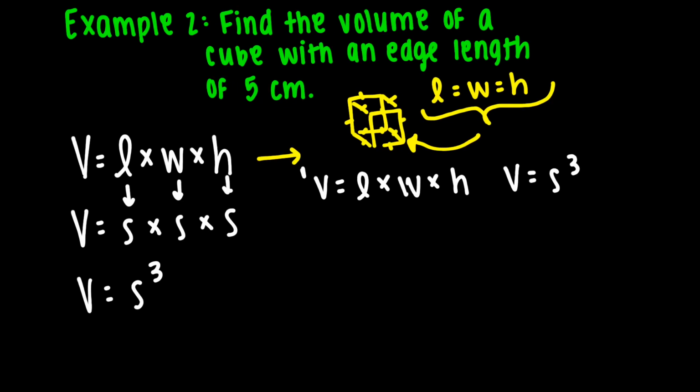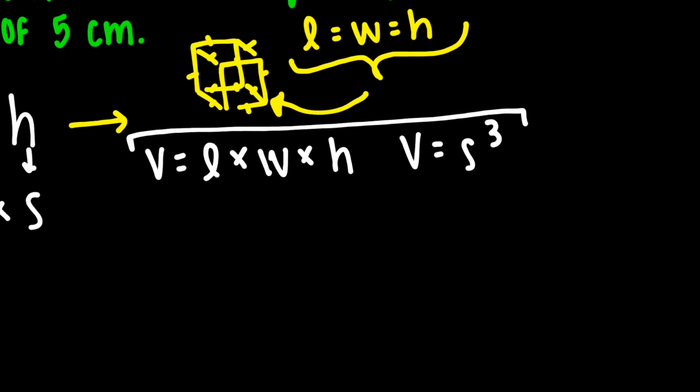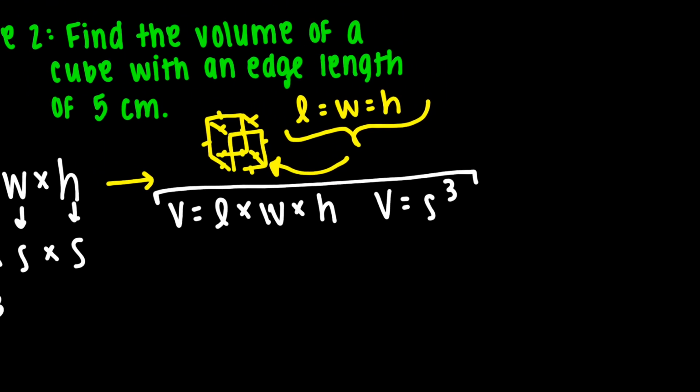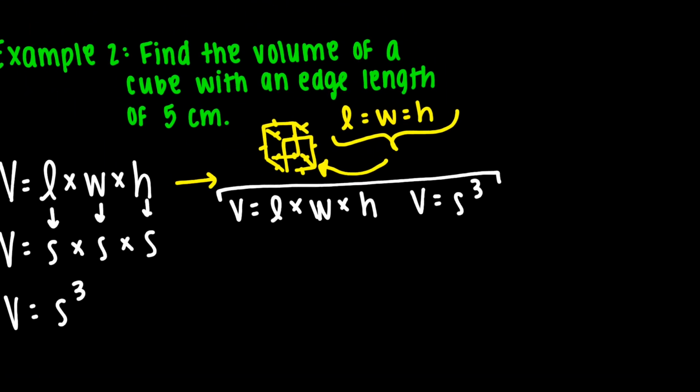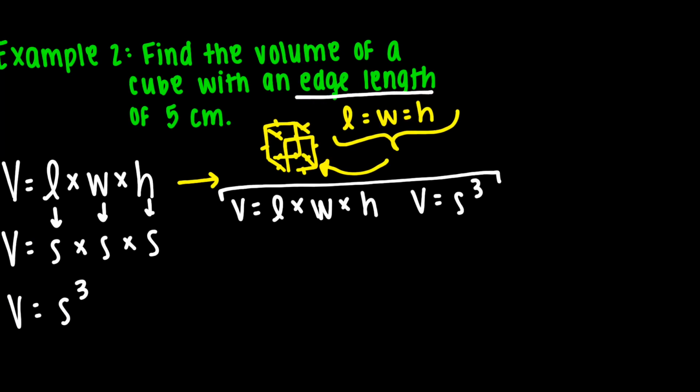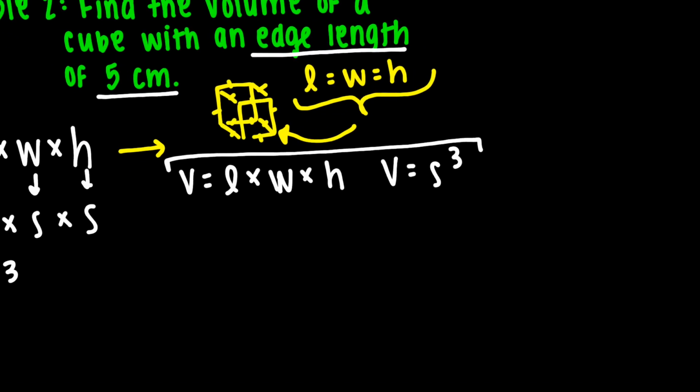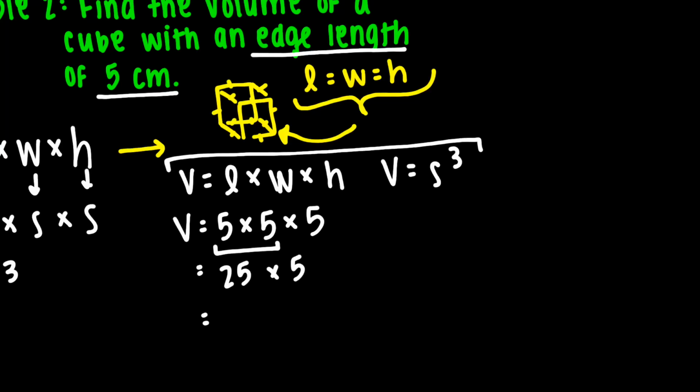So right over here to the right, I went ahead and wrote out both different ways we can do it. I'm going to fill it in for both formulas just so you can see that it works the same. I know the edge length is 5 centimeters from the word problem. So since length is equal to width is equal to height, my volume is 5 times 5 times 5. That's the first formula. I'm going to multiply it out: 5 times 5 gives me 25, times 5 gives me 125 centimeters cubed. So that's my volume using the original formula.